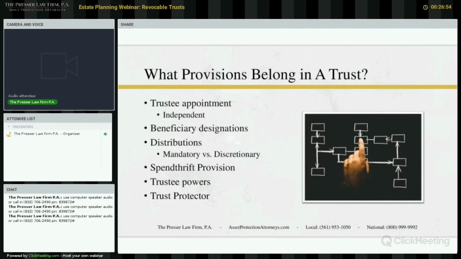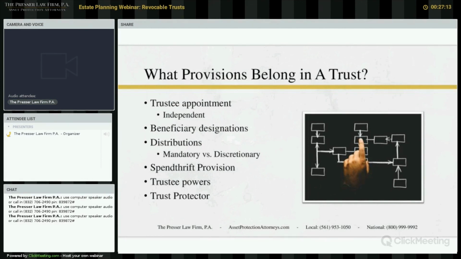So a spendthrift provision should be in absolutely every trust. There's no excuse for it not to be there, but it only goes so far as non-mandatory distributions. If it's due out, then a creditor can get it, because it's as if it was already paid.